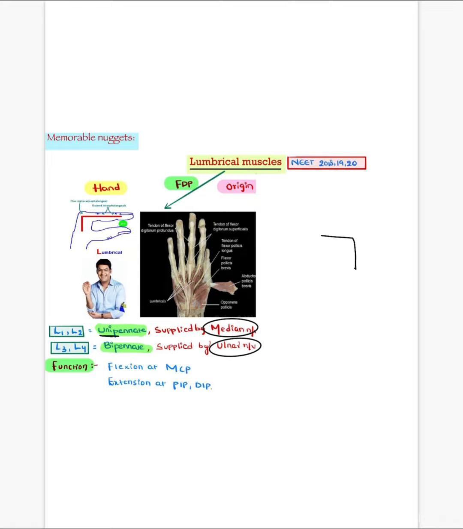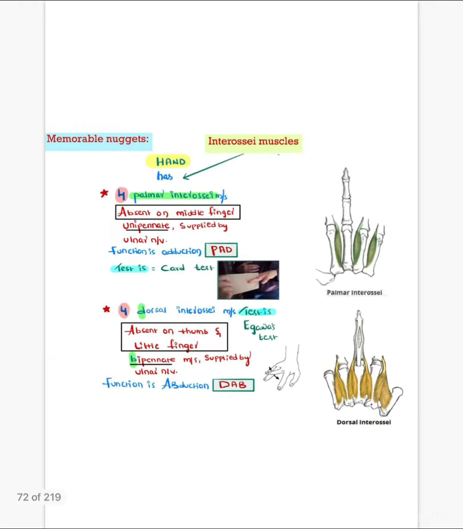L1 and L2 are unipinnate, meaning one head and one belly, and L3 and L4 are bipinnate. This function we have already done, you can look at this. Try to make a finger like this so that it does not become tough to remember. It becomes easy if you make a finger like this.